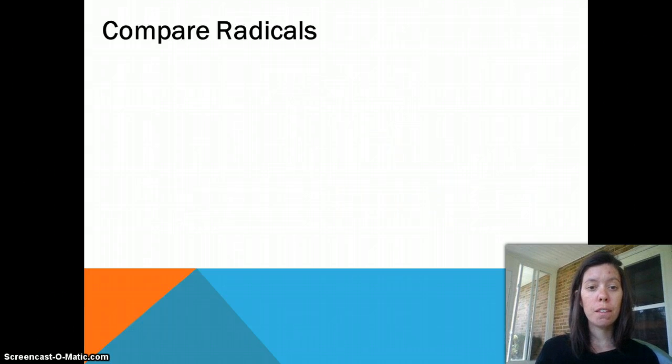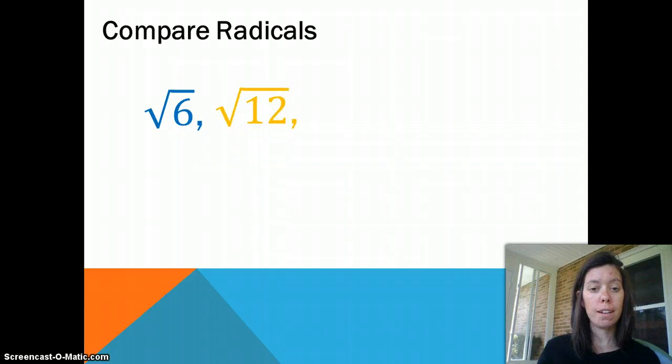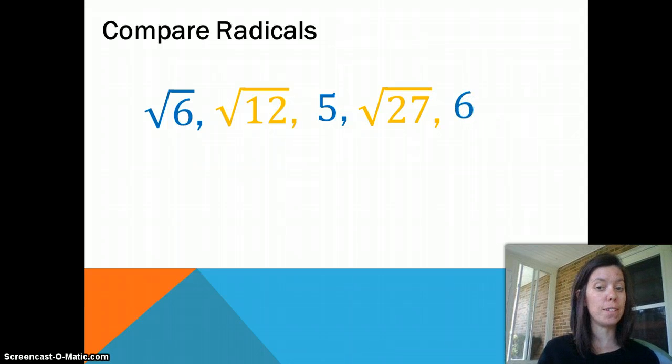So using that idea, we can write in order the radical numbers: the square root of 6, then the square root of 12, then 5, which is the same as the square root of 25, the square root of 27, and 6, which would be the same as the square root of 36.